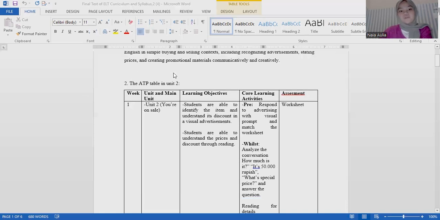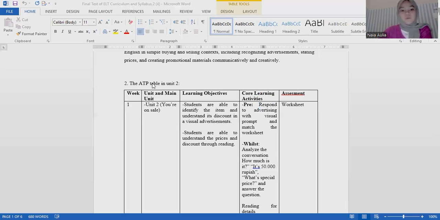And number two is the ATP table in unit 2. Column 1 is week, column 2 is unit and main unit, and the next columns are learning objectives, core learning activities, and the last is assessment.